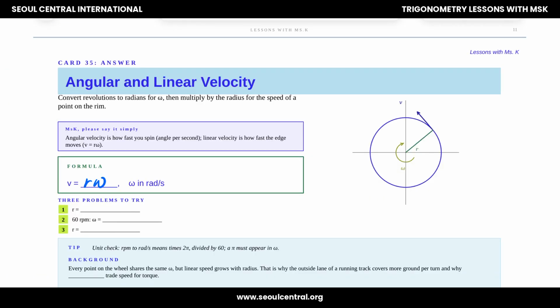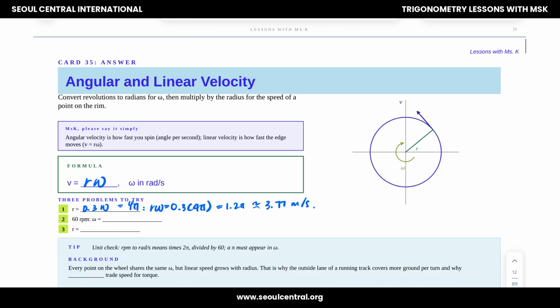Flashcard 35. A wheel of radius 0.3 m spins at 120 rpm. Find w and the linear speed v. Angular and linear velocity. First, convert revolutions to radians for w, then multiply by the radius for the speed of a point on the rim. To say it simply, angular velocity is how fast you spin, angle per second, and linear velocity is how fast the edge moves. V equals rw. The formula is velocity v equals r times w, and w is in radians per second.